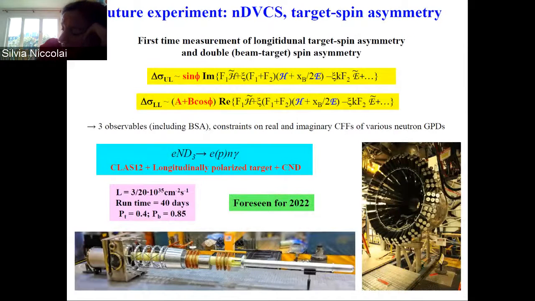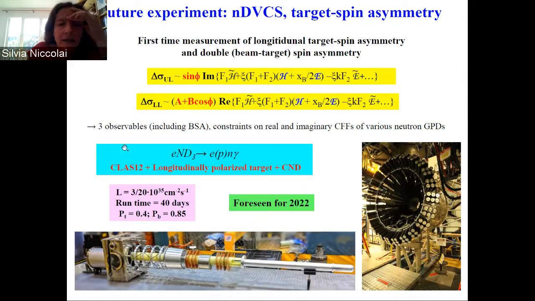So this first part of RGB has finished, and as I said, we'll pass through Jeopardy to get the second part. In the meantime, the NDVCS program at CLAS12 has other experiments in the pipeline. So we are aiming to measure target spin asymmetries, making an experiment with the longitudinally polarized target. We will measure singly polarized and double spin target spin asymmetries.